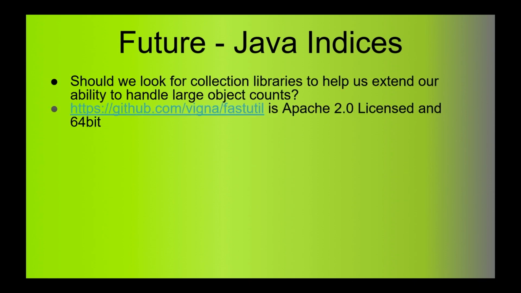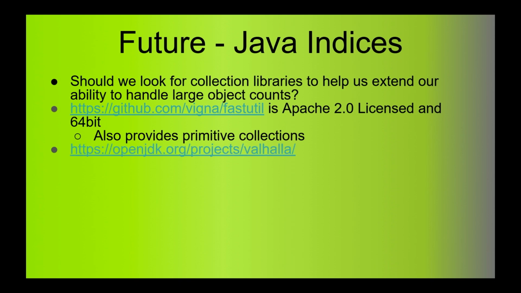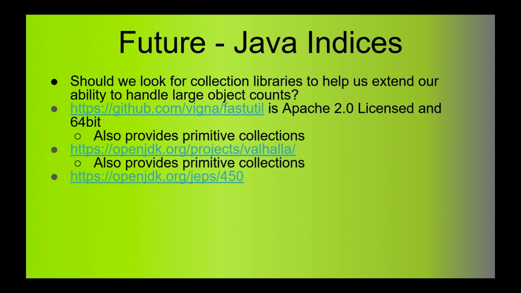Should we look for some libraries that can just handle 64-bit? FastUtil can do that. It's Apache 2.0. Maybe we want to use that. It also handles collections of primitives way better, because Java's terrible at that. There's also these two new projects that I just found out about a few days ago from Nasser. The first one handles primitive collections well, and the second one reduces your object overheads down to 8 bytes instead of 16, which can be a big deal in Java.